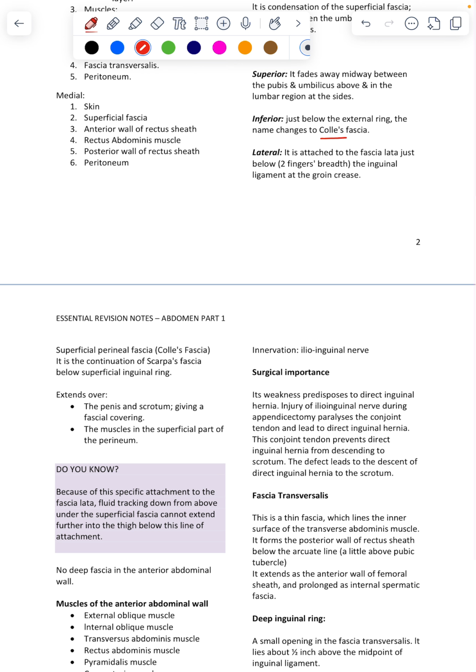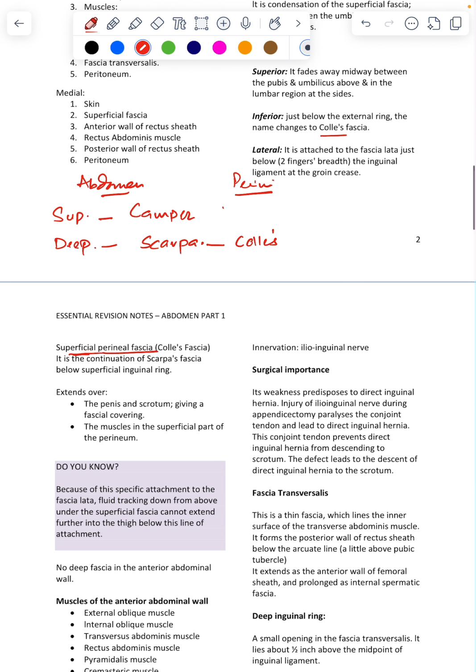fascia. Now see one more confusing part. In the abdomen there is superficial and there is deep: the deep one is Scarpa, and this is Camper. In the perineum, this is in the abdomen. Now when you go into the perineum, this Scarpa, the superficial perineal fascia, becomes Colles. It is a continuation of Scarpa's fascia. It continues into Colles.